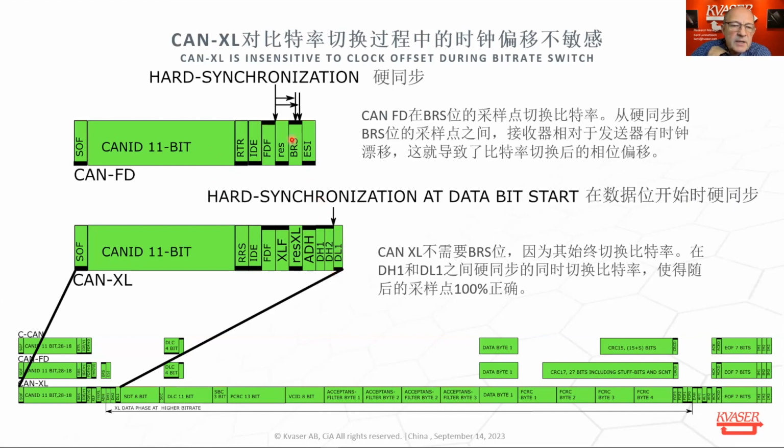way. But in CAN FD, the decision was they made a hard synchronization here in the FDF bit, and the bit rate switch occurred at the sample point in the bit rate switch bit, and you had a clock offset here depending on the module, which meant that the bit rate switch has some phase offset between the different units, receivers, and the transmitter, which made CAN FD more sensitive to oscillator tolerances. So this is one reason to switch to CAN XL, the very efficient and precise bitrate switching.